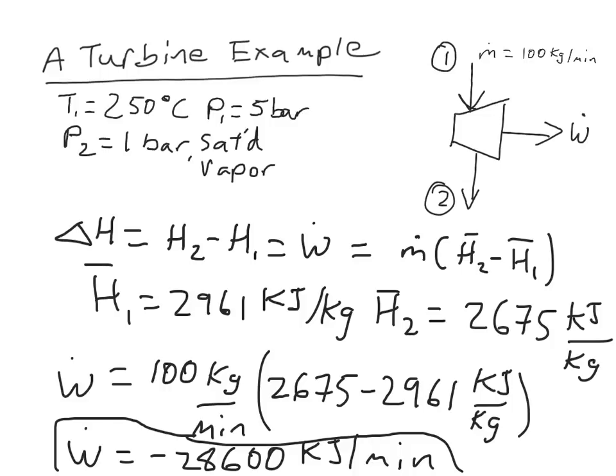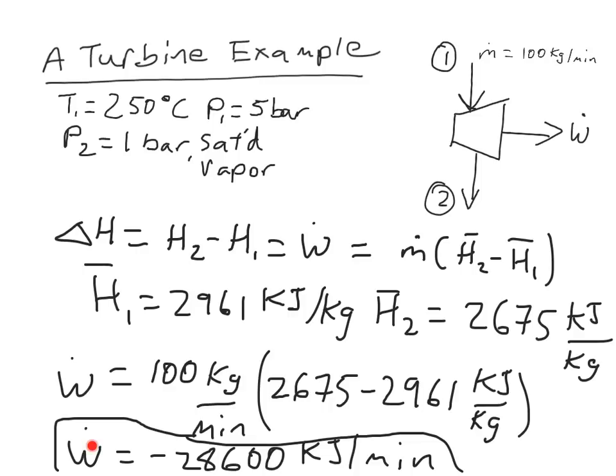Let me just point out and remind you again that this is negative, meaning that work is leaving our system. We're doing work on the surroundings, so in other words, we're producing work. It's useful work that we can use outside of the chemicals that are flowing through the system. If we were putting work in, like in a compressor, this would be positive, but it's negative, meaning we are producing work.